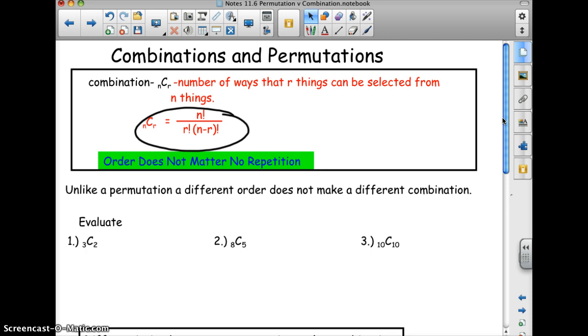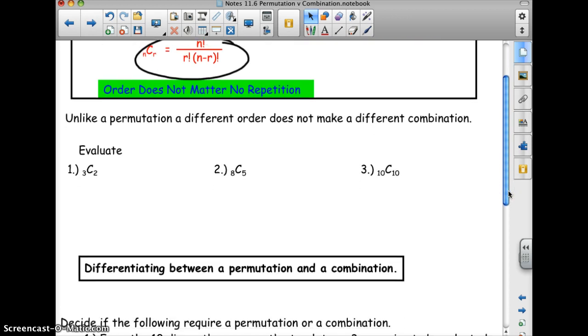Okay, so once something's included in this, you can't include it again. Unlike a permutation, a different order does not make a different combination. So 3C2 would be like how many ways can I pick two people out of a group of three?